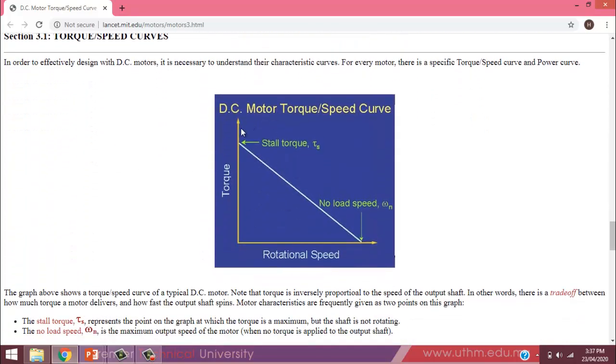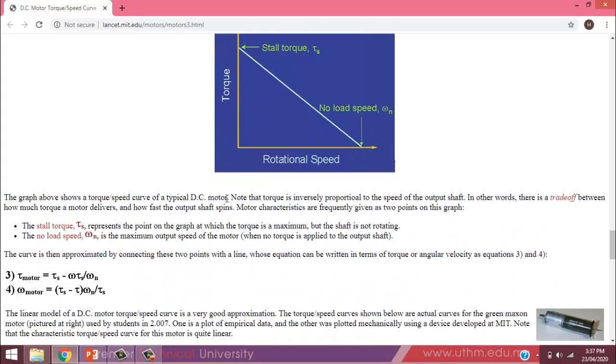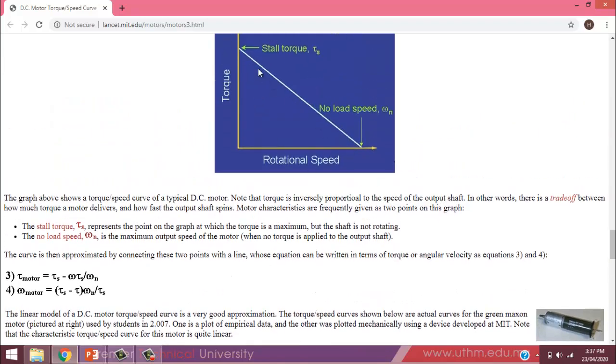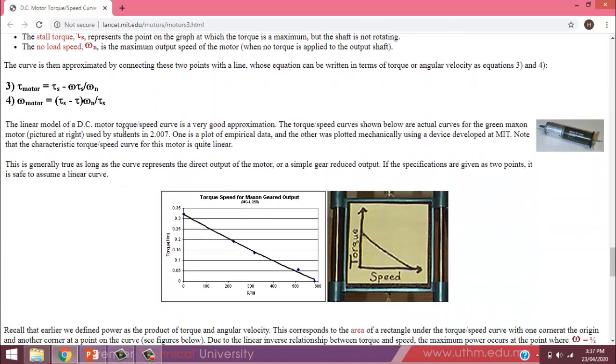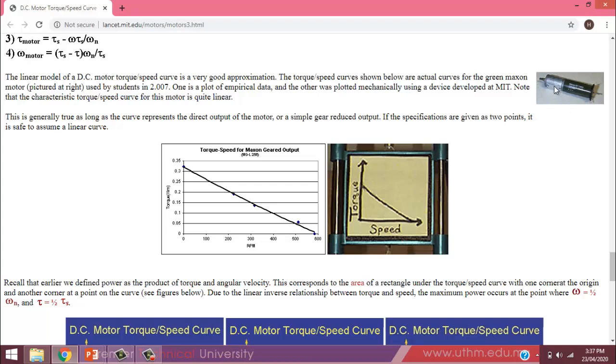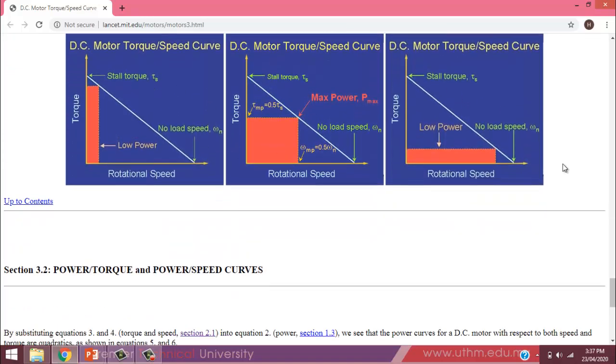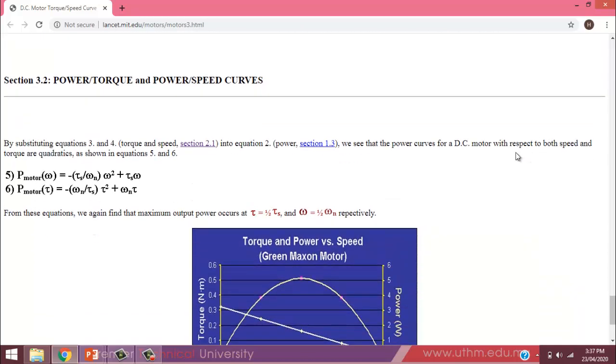This is the basic graph, with the explanation about the stall torque and no load speed. This is the linear graph. When you do the linear using the mathematical equation, you can get the motor equation here, the motor torque and also the angular velocity as an equation. This is the speed of the Maxon motor. You can see it's a linear graph. Same goes to this slide. This is the explanation in detail about it.